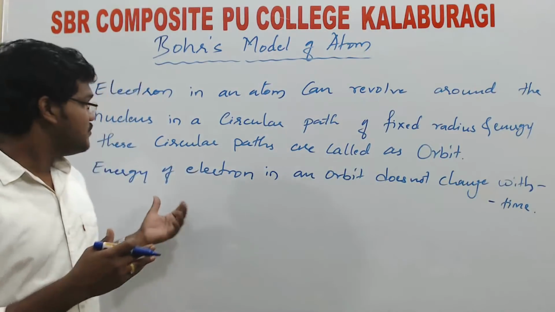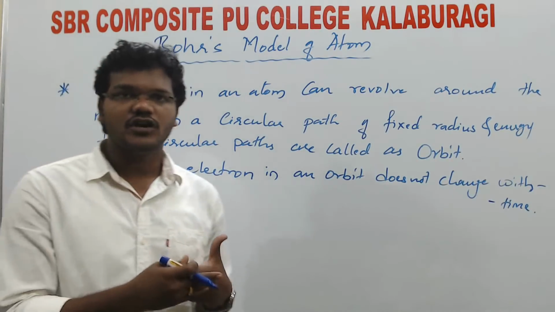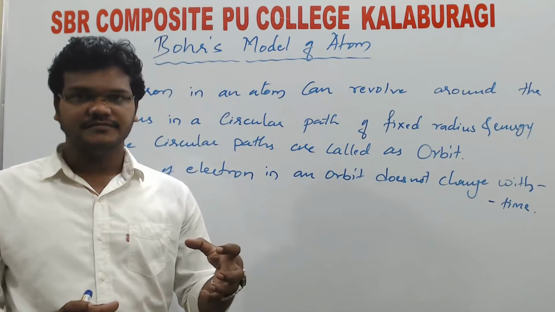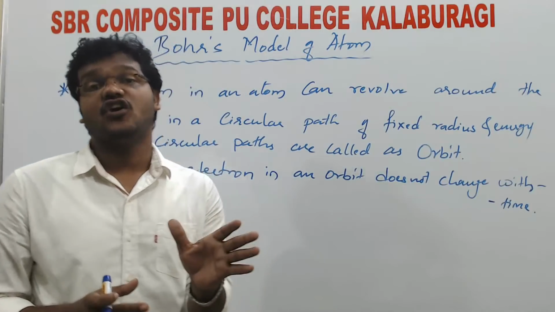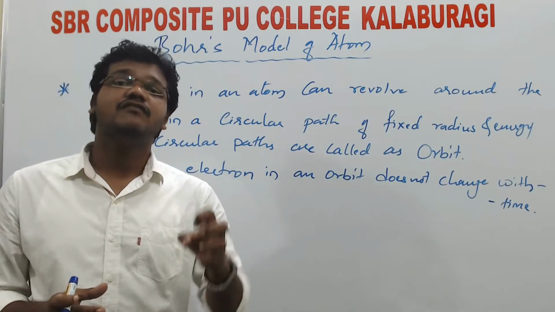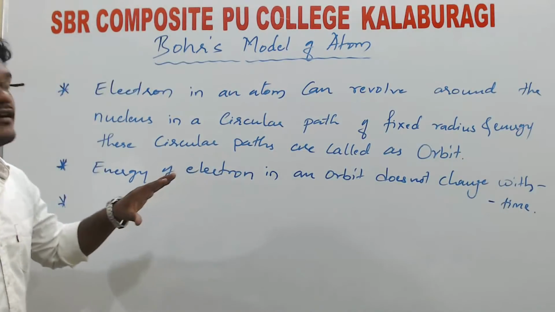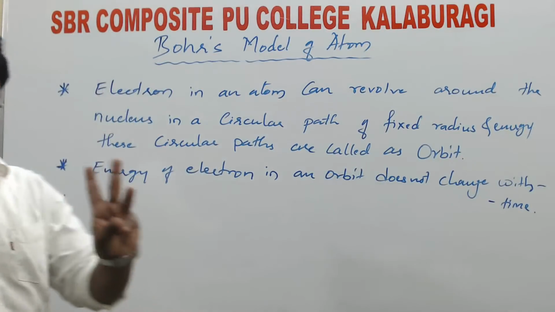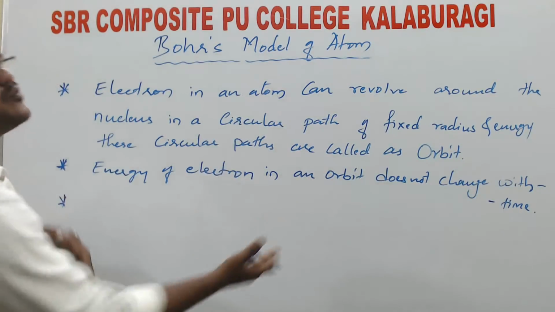I'm talking about the third postulate. What is it about? Orbit. Only those orbits are permitted in which the angular momentum of the electron is an integral multiple of h by 2 pi. Only those kinds of orbits are allowed, in fact permitted. So that is his third assumption, or that is his third postulate.